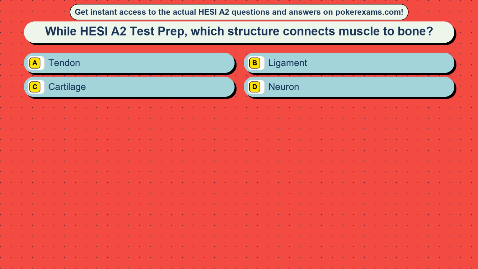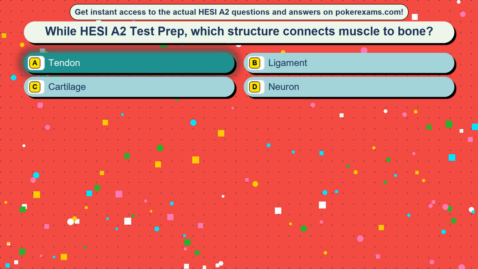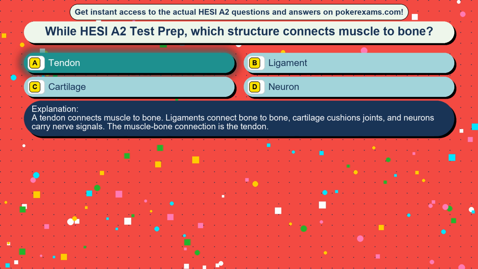Question 17. While HESI A2 Test Prep, which structure connects muscle to bone? Option A, tendon. Option B, ligament. Option C, cartilage. Option D, neuron. The correct answer is option A, tendon. A tendon connects muscle to bone. Ligaments connect bone to bone. Cartilage cushions joints, and neurons carry nerve signals. The muscle-bone connection is the tendon.